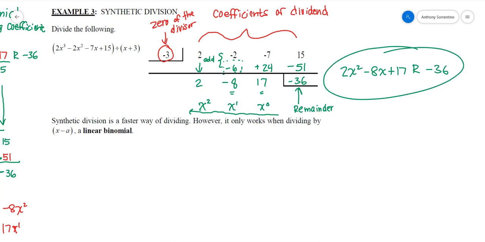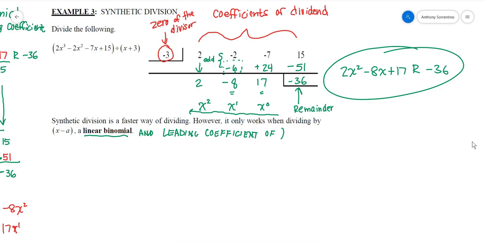And as you can see, that does work a bit faster than the long division did. Again, synthetic division only works when you are working with a linear binomial, and I'm going to make sure to emphasize here, a leading coefficient of 1. It gets a little bit more complicated if you don't have that.